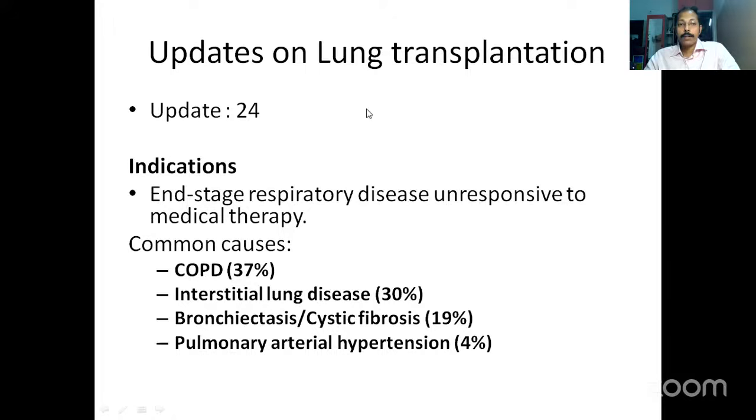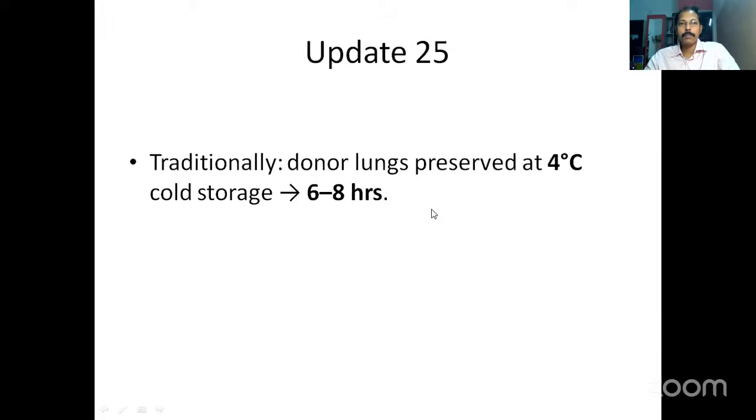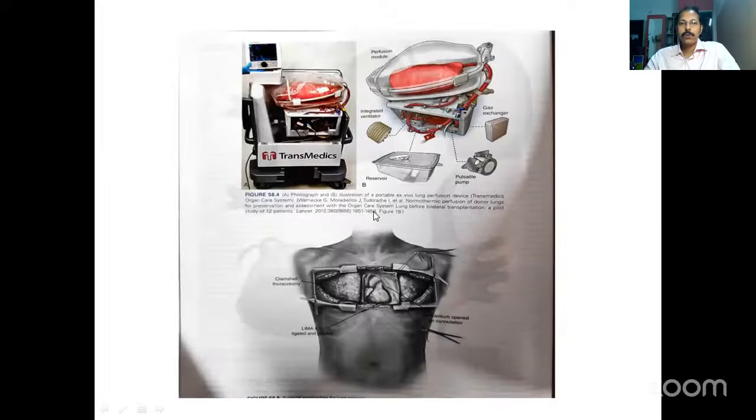Next, a few updates about lung transplantation. The indications are end-stage respiratory disease and non-response to medical therapy. The common cause, again from an MCQ point of view, is COPD, followed by interstitial lung disease, bronchiectasis, cystic fibrosis, then pulmonary arterial hypertension. These are all the indications for lung transplantation. And traditionally, the cold storage time here has leverage because lung tolerates ischemia better than the heart. So 6 to 8 hours is the cold storage time. And we can also extend the viability with the use of transmedic system.